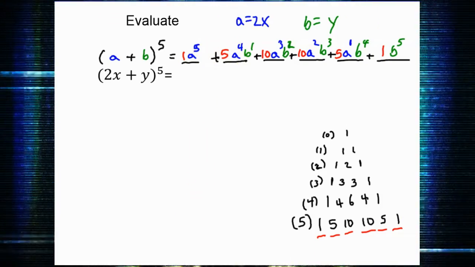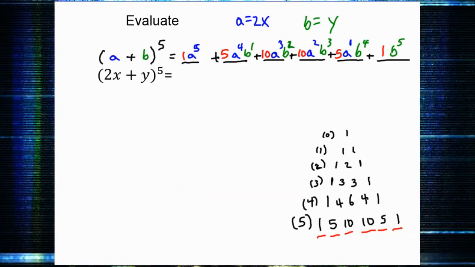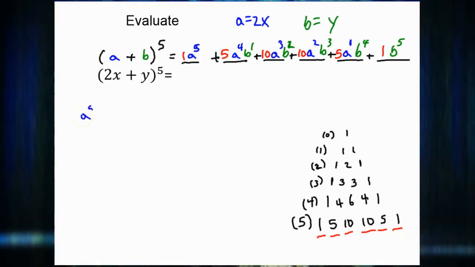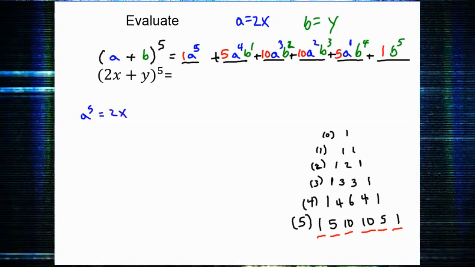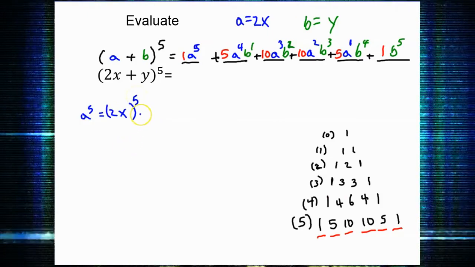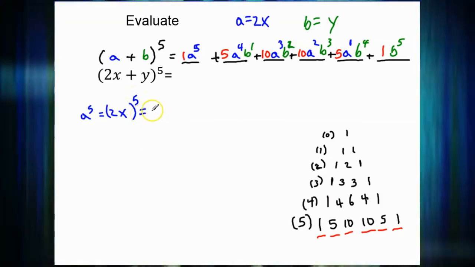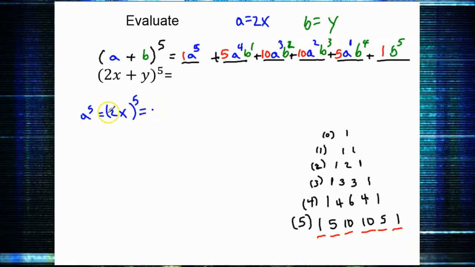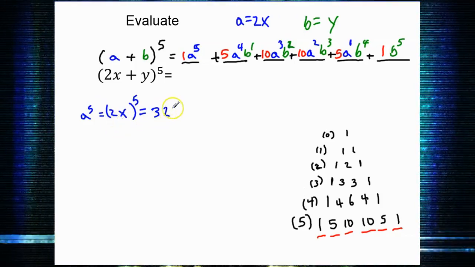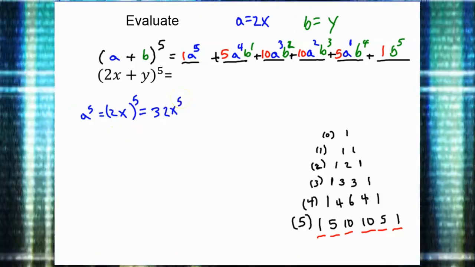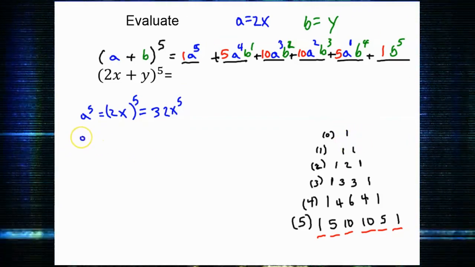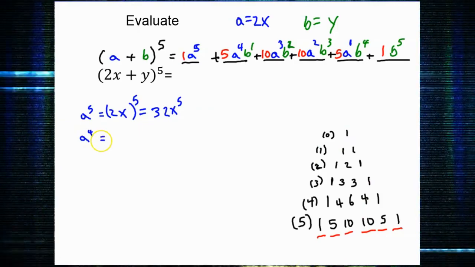And I want to say, this process seems like it's pretty long, but trust me, it's a lot longer to do 2x plus y times 2x plus y times 2x plus y, basically multiplying 2x plus y times itself 5 times. But anyway, we have a to the 5th is the same as 2x to the 5th. And if we did 2 to the 5th power, we would end up with 32. And if we do x to the 5th power, that's just x to the 5th. So that's what we're going to have in place of that a to the 5th in our answer.